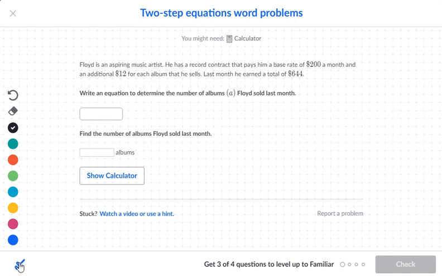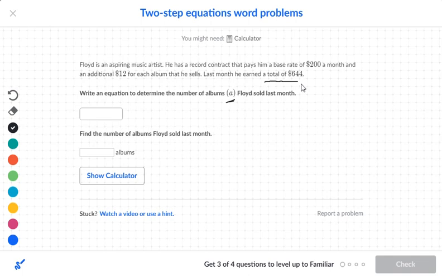Well, the two words that you're looking for in these word problems, because you want to figure out where does the letter go, where am I going to put the variable? Because it says, write an equation that determines the number of albums that Floyd has sold. Well, would that go with the 12? Would that go with the 200? Or would that go with the 644? Well, it wouldn't be the 644 because they have the word total there. That's what it's going to be equal to.